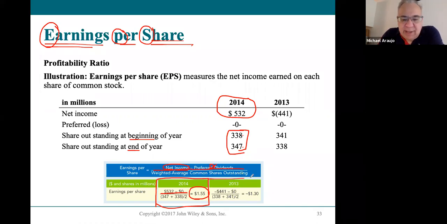In 2013, they didn't make any money. They actually had a loss. So that loss is also divided by the number of shares. And so each share of ownership in 2013 actually would have needed to cover $1.30 of the loss for the company. Okay. Losses, by the way, are covered by retained earnings first. If there's no retained earnings in the company, stockholders have to basically pony up the equity to cover the loss.